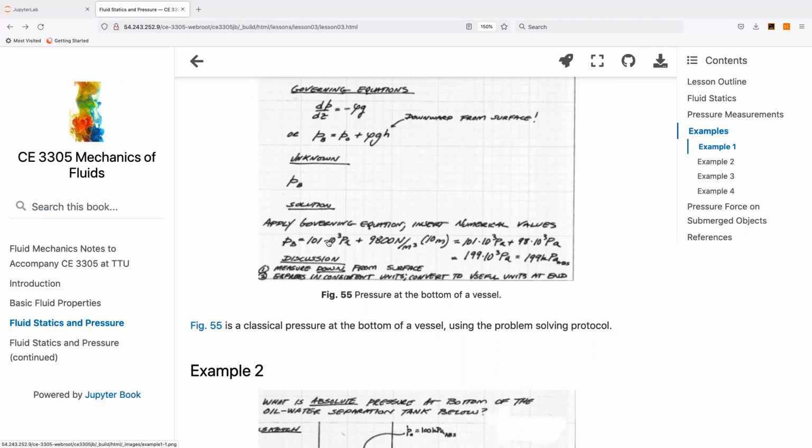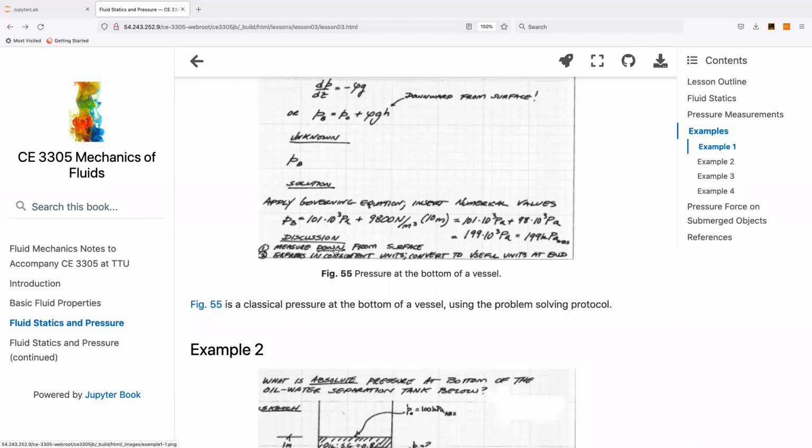So the pressure at B is 101 kilopascals plus 9,800 newtons per meter cubed, multiplied by the 10-meter depth that we just moved down in the fluid. So it's 98,000 newtons per meter squared, which is 101 kilopascals plus 98 kilopascals, which is 199 kilopascals. And we guessed it was going to be what, 202, so we're not bad.